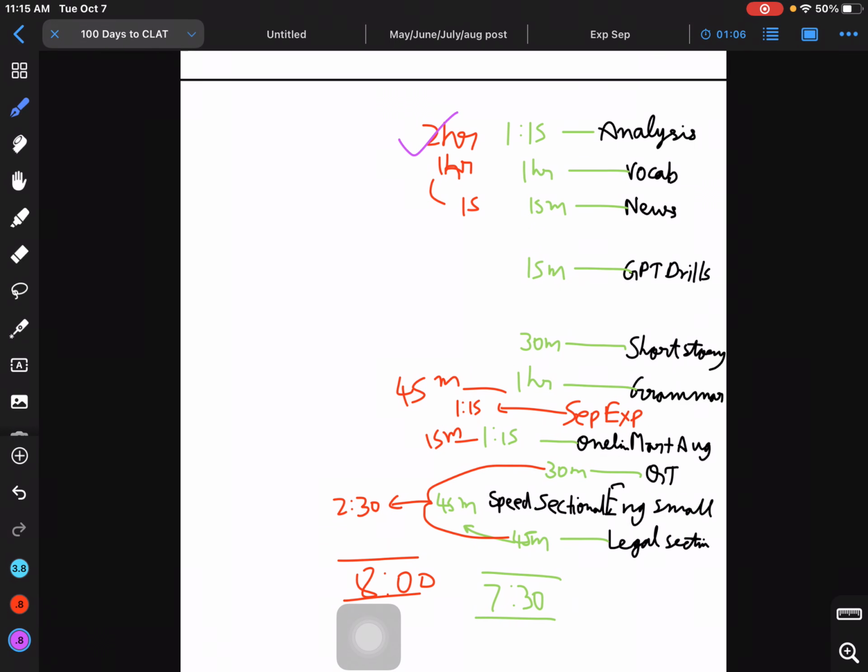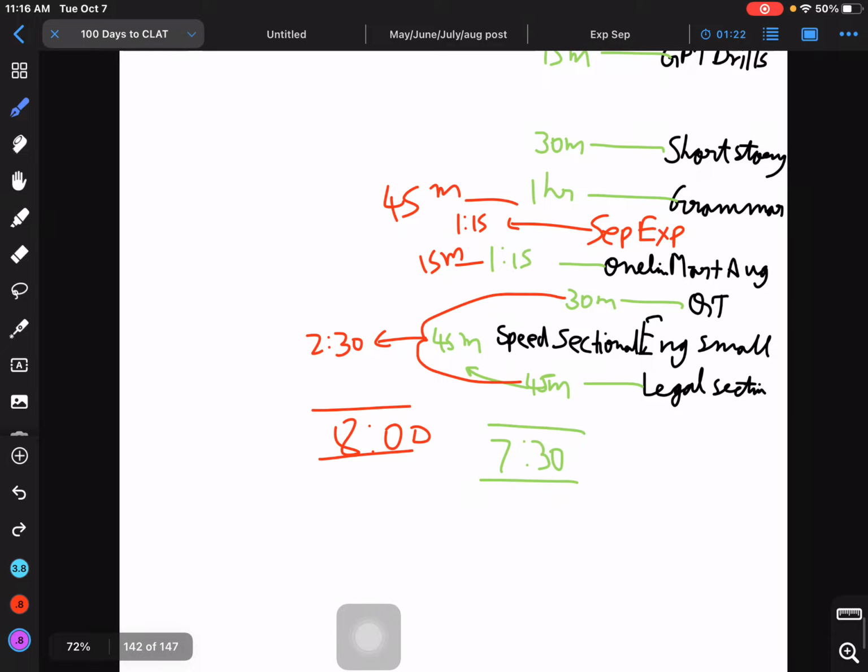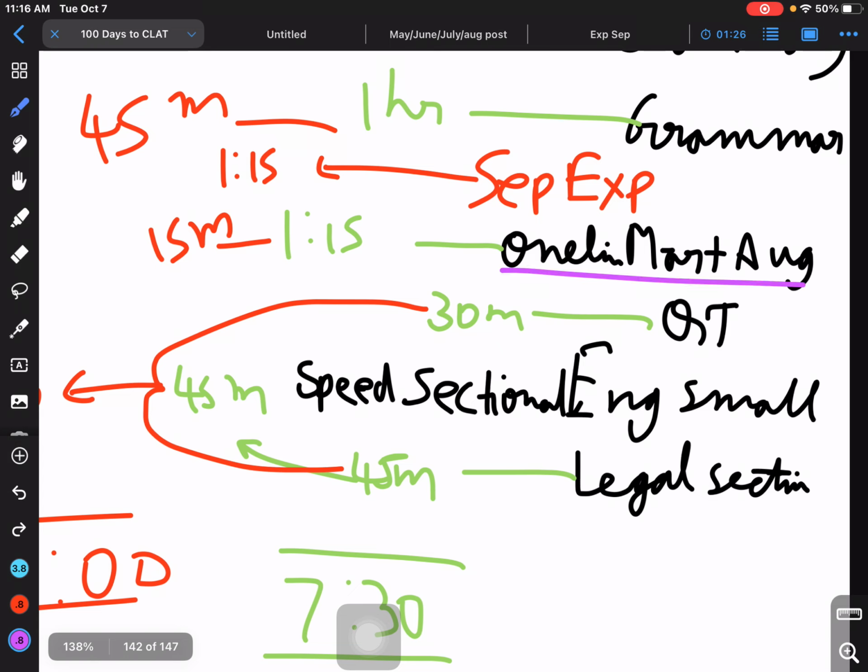So these were the tasks which I have set for myself. Analysis 2 hours. I feel 2 hours were just too much. I shouldn't have done that much analysis. Vocabulary 1 hour plus 15 minutes: yesterday's vocabulary part plus today's vocabulary part. So it was 1 hour over there. GPT tutorials and short stories, two things which I didn't do. Grammar I did for 45 minutes. I happened to think of doing one-liners of March and August, but I recently saw the September CLAT Express, so I improved and went to that CLAT Express and I did 1 hour 15 minutes.